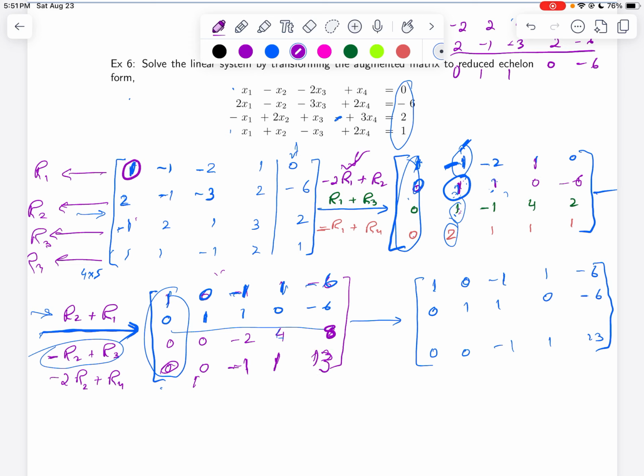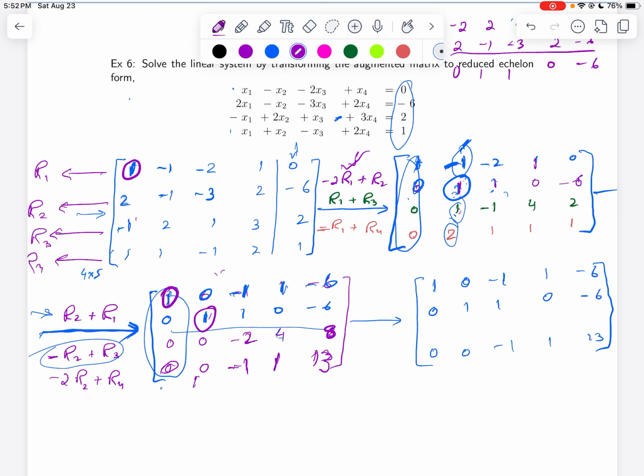Okay, what do we do next? Well, where is our pivot? That's what you have to look for. So we had a pivot in the first row, we had a pivot in the second row. Now we have to look at the third row. Is there a pivot position? Yes, there is. The first non-zero entry is this -2, and we want to make it a 1. So what do we do in the next step?